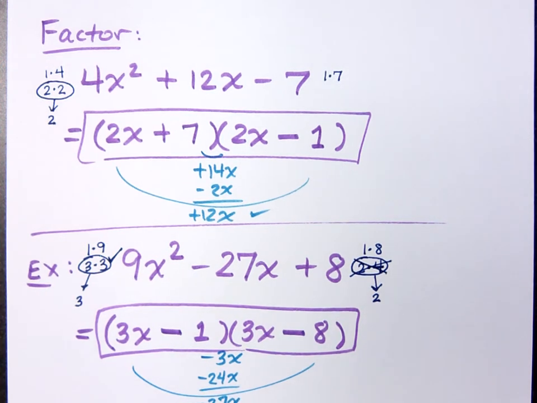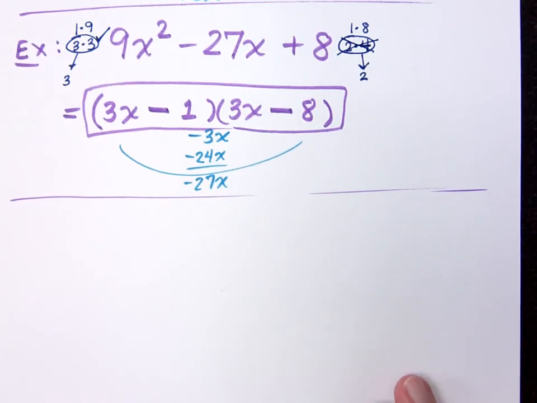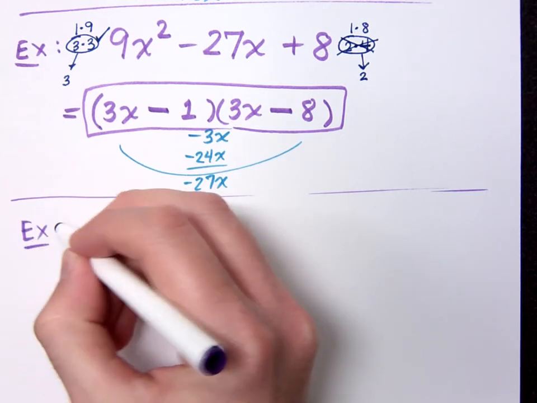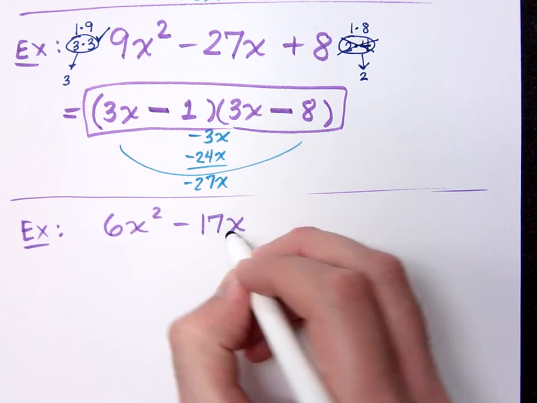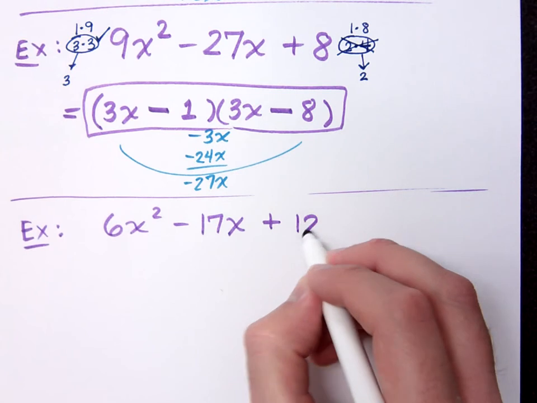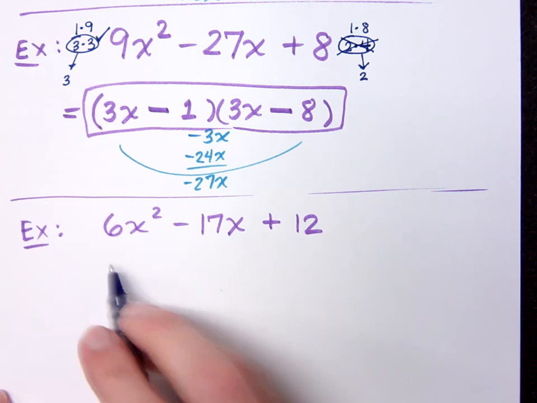Let's try to put some of these techniques that we were talking about all together, and let's try this problem. We have 6x squared minus 17x plus 12. What's the first thing you always do when you're factoring? Look for the greatest common factor. Is there anything that goes into all three of these terms? No. Well, let's look at those factor pairs that make up the lead coefficient and the constant term.